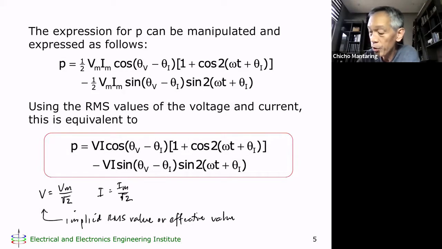So what happens? I replace Vm with V, so that's going to be square root of 2 V. I replace Im with I, that's going to be square root of 2 I. So square root of 2 times square root of 2 is 2, and then 1/2, so the 1/2 disappears. So this is my final expression for power, given the source voltage and the source current that we showed earlier.